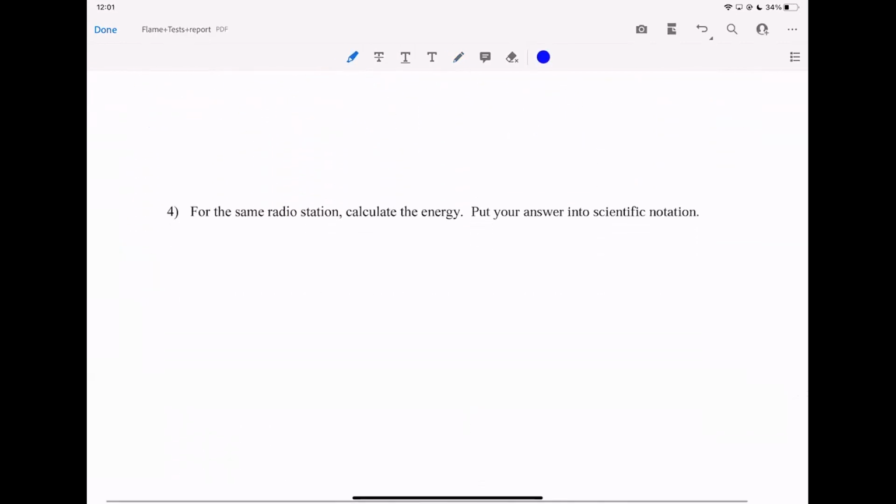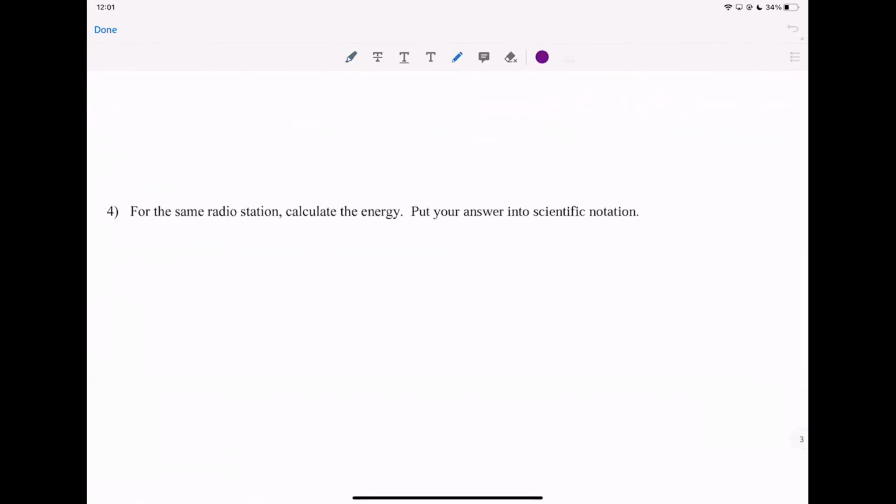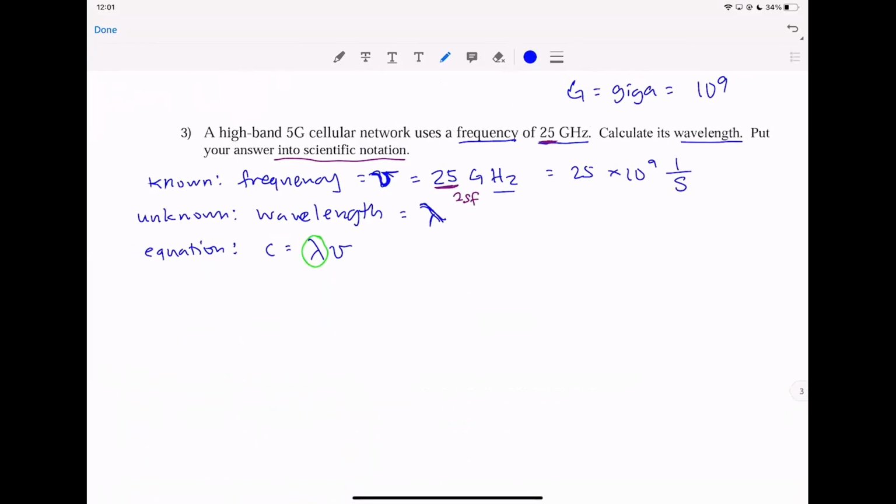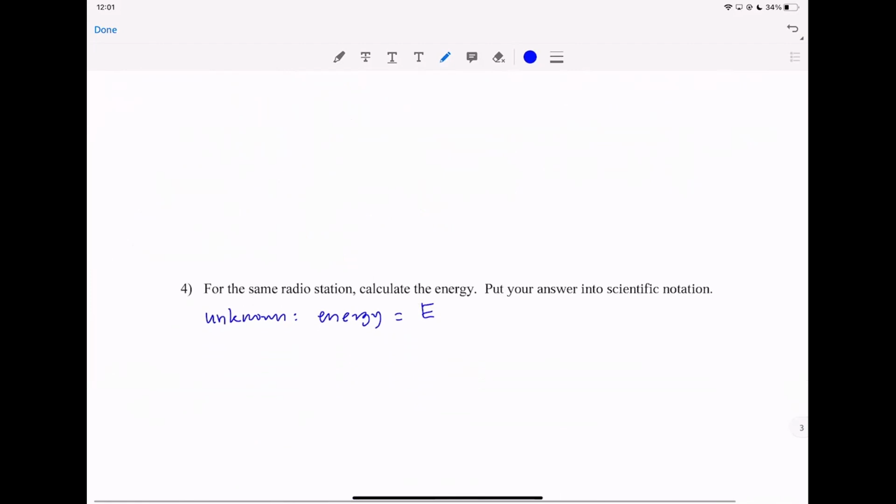And then continuing on to number 4, which is the same radio station above. You have the same information as before, but now the unknown is different. The unknown is energy. So instead of energy, the word, you want energy, the symbol, E. So the information is the same information as up here. You still have the frequency. So you're going to use this frequency. That symbol, which is frequency, will then help guide you to what equation to use for this one.